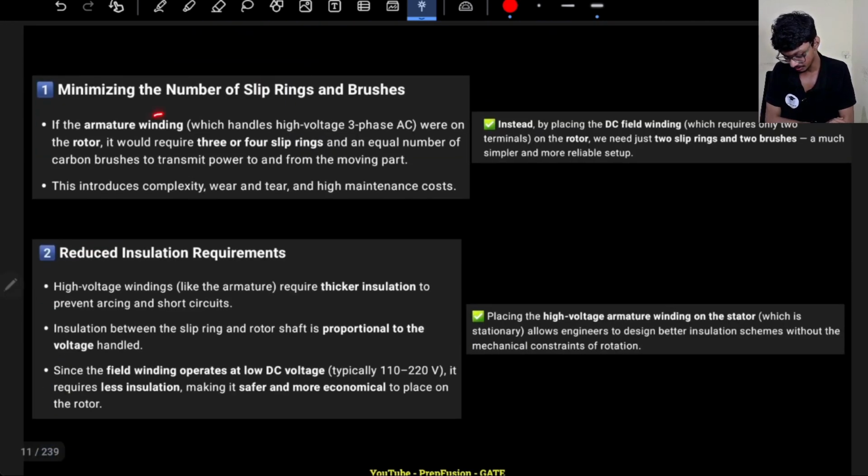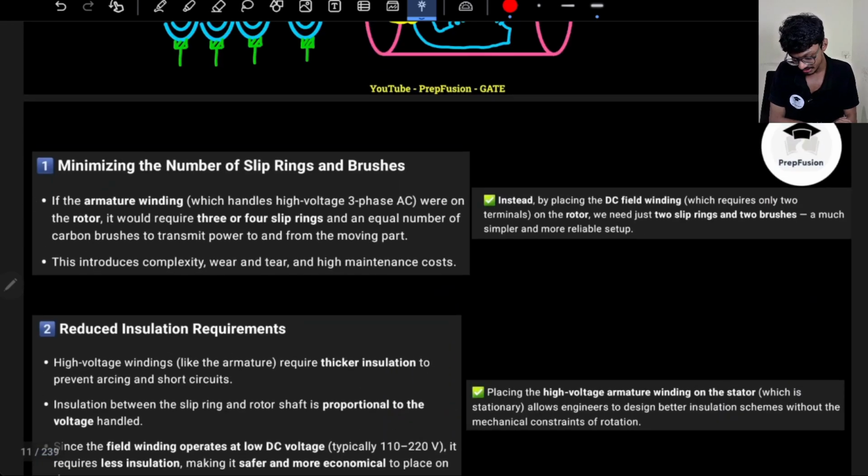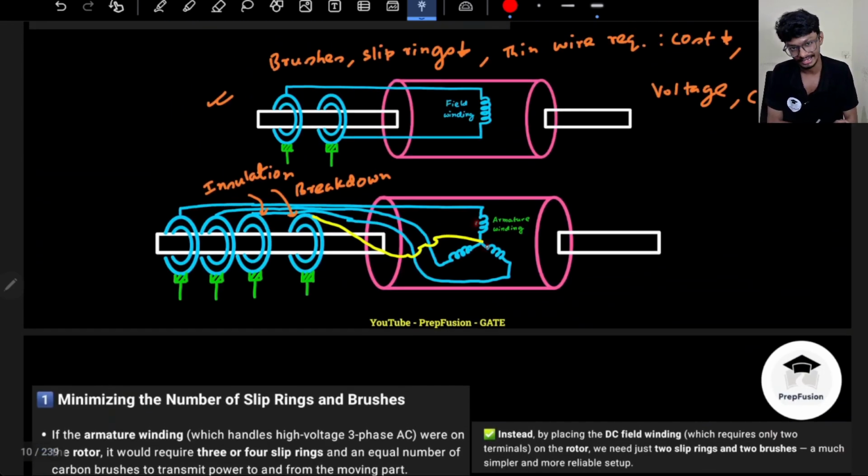So: minimizing the number of slip rings, reduced insulation requirements, and better mechanical stability. One more thing: if armature windings are placed as a rotor, I have three windings to take care of. Previously, if this is my rotor, it is very lightweight and I can easily rotate it, no problem. But if I have three windings like this rotating, something can get damaged easily.